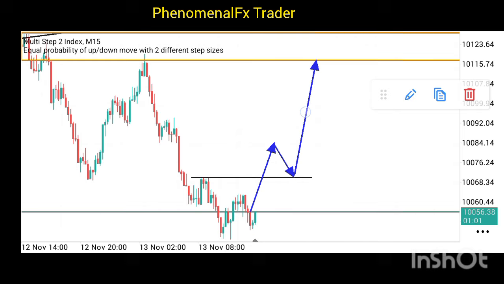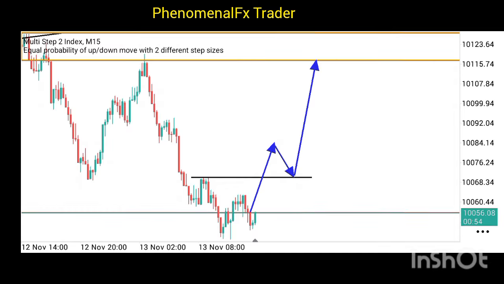But if this doesn't happen and the market continues with the sales, then so be it. Just wait for it to clear the nearest support zone and retest before you think of taking an entry.